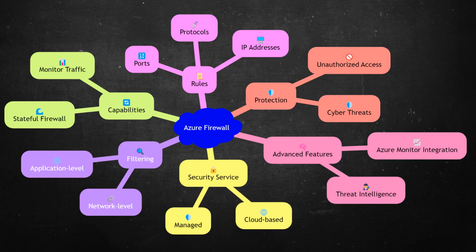Azure Firewall is a managed, cloud-based network security service that protects your Azure Virtual Network resources. It provides stateful firewall capabilities, enabling organizations to control and monitor network traffic. Azure Firewall supports both application and network-level filtering, allowing organizations to define rules based on IP addresses, ports, and protocols. With features like threat intelligence-based filtering and integration with Azure Monitor, Azure Firewall helps organizations enhance their network security posture. By using Azure Firewall, organizations can protect their virtual networks from unauthorized access and cyber threats.